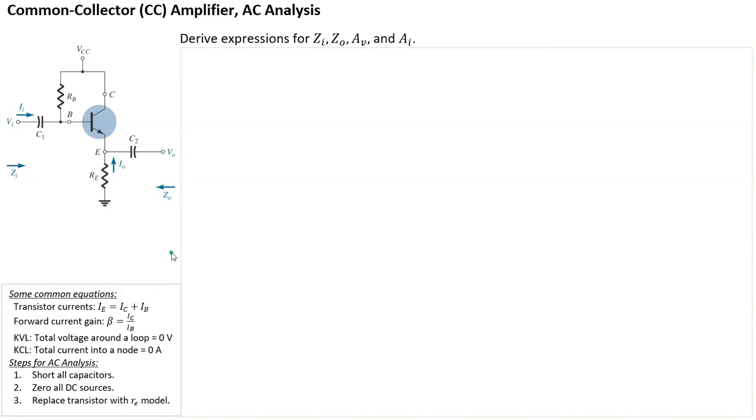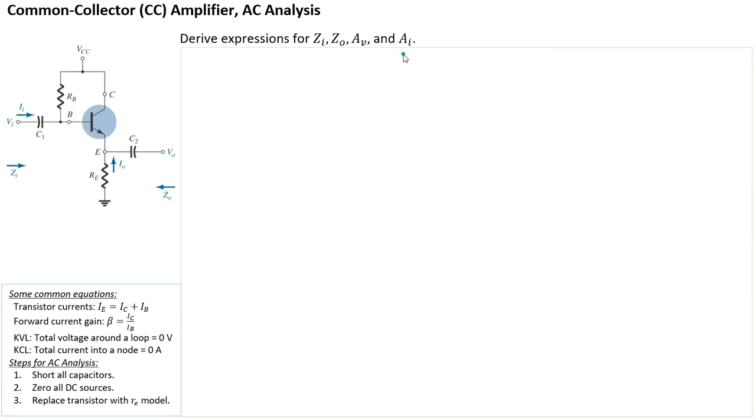Hi, in this video, we're going to analyze this circuit here. It is a common collector amplifier because the output is taken out from the emitter side. It's also known as an emitter follower, right? So we're going to derive expressions for Zi, the input impedance seen from the input side, Zo, the output impedance seen from the output side, the voltage gain of the circuit, and the current gain of the circuit. All right.